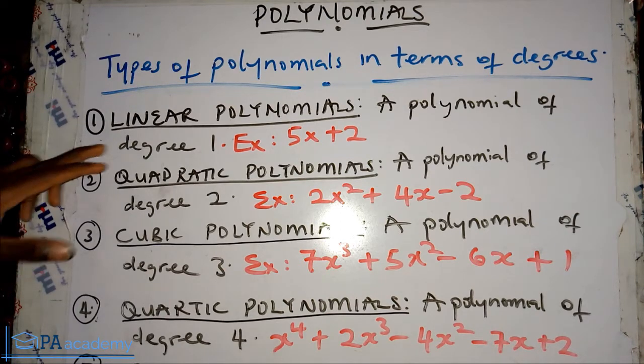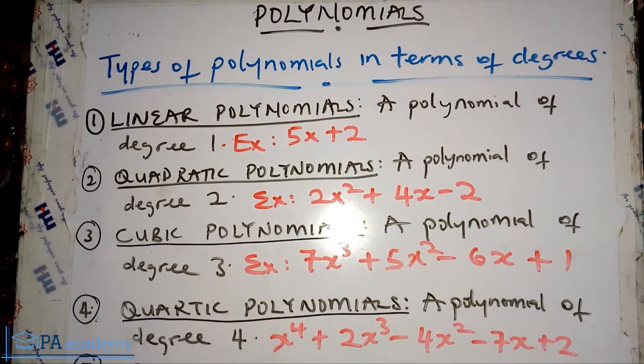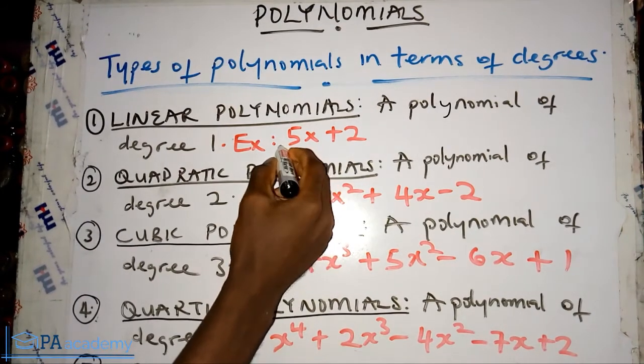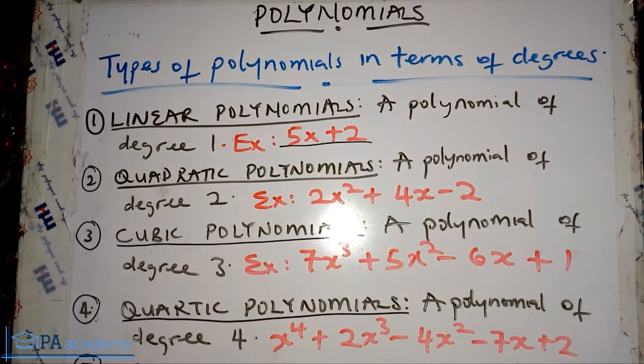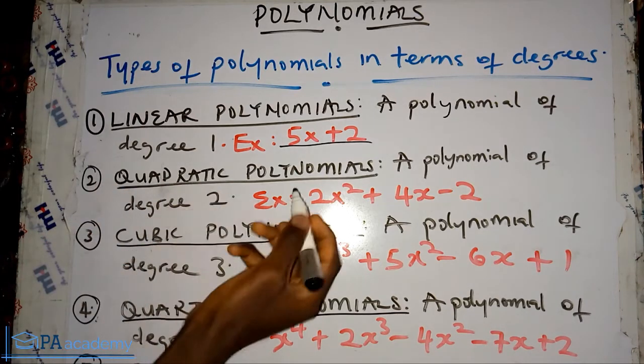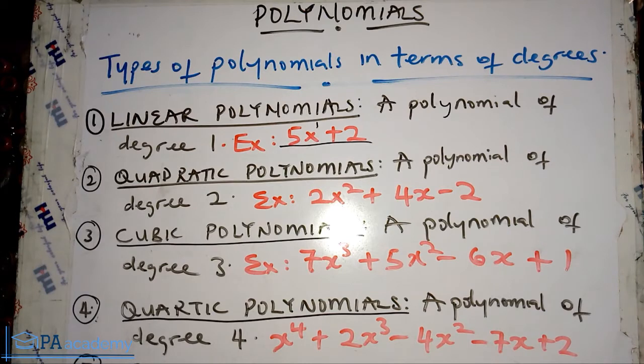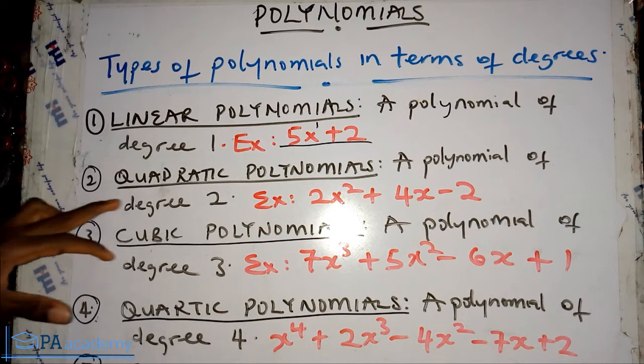Now the first one here is the linear polynomial. It's a polynomial of degree 1. Now if you look at this example here, where we have 5x plus 2, you can see that the degree here is 1. The highest degree of x is 1. So that's why it's a linear polynomial.